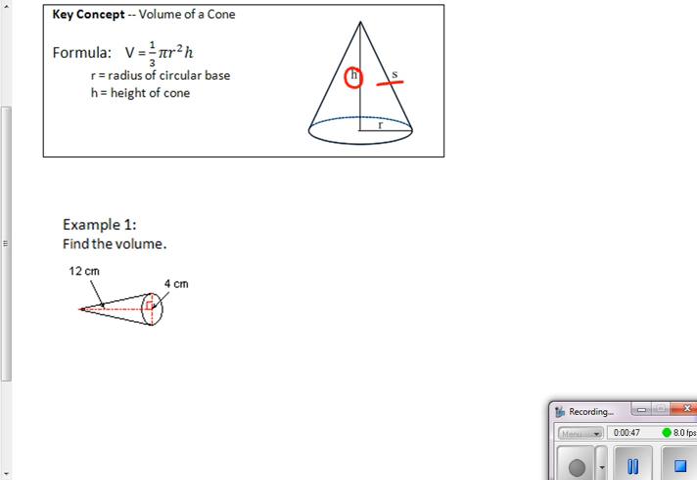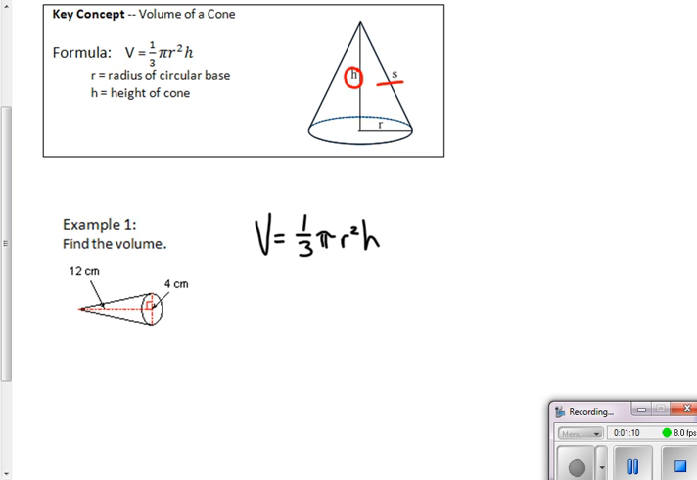Example 1, you're given a figure here. Notice it doesn't say that you have to write in terms of pi, so you can actually go ahead and do all your computation here for this example anyway. I always find it beneficial to start off by writing out that formula that you need to use, and we need to use the volume formula for a cone. My formula, volume equals 1/3 pi r squared h.